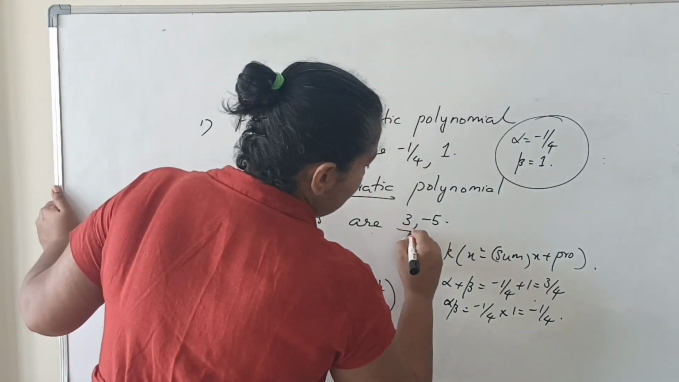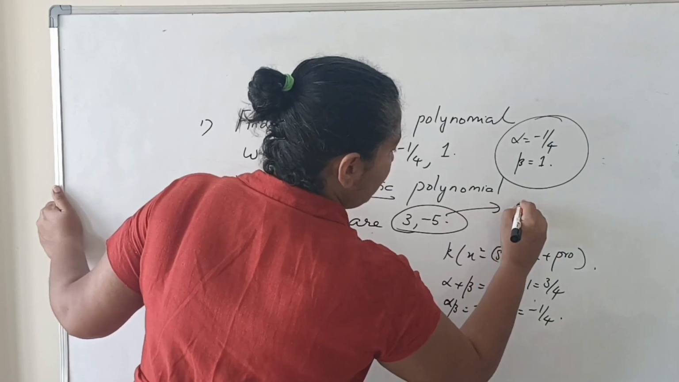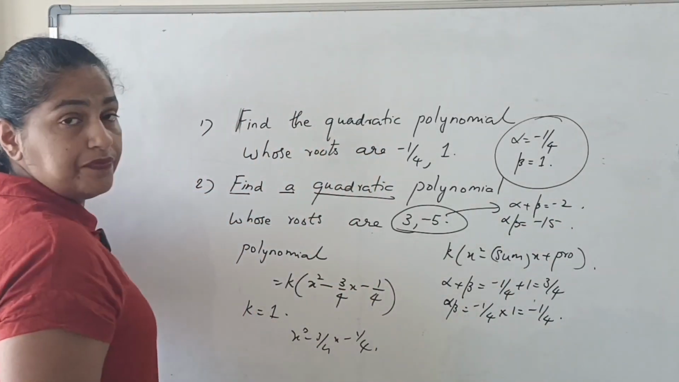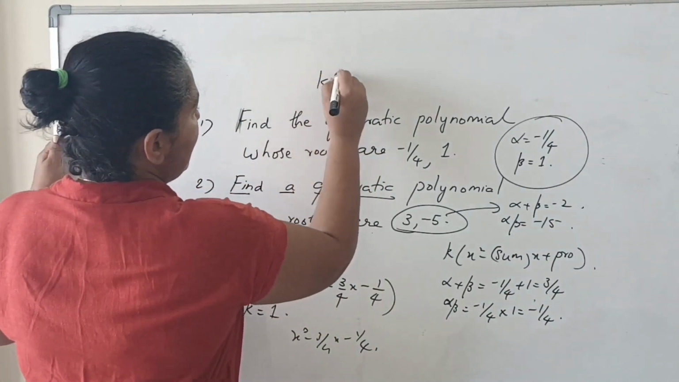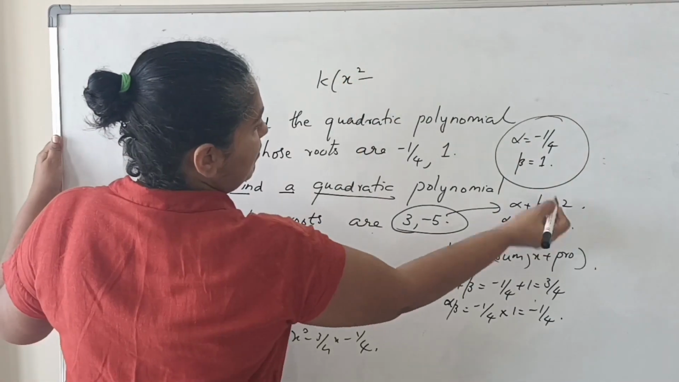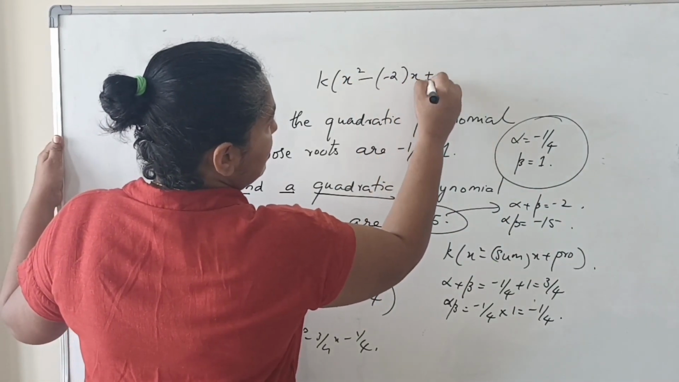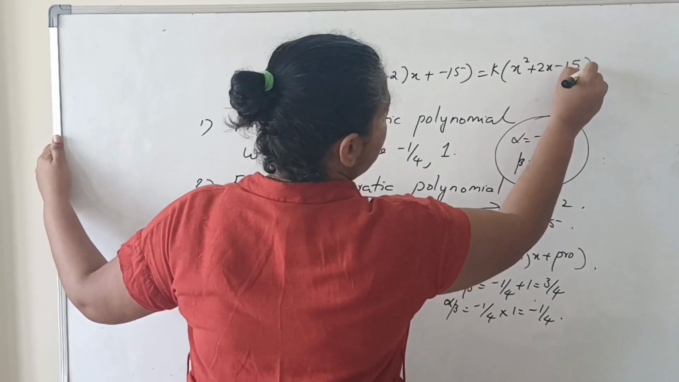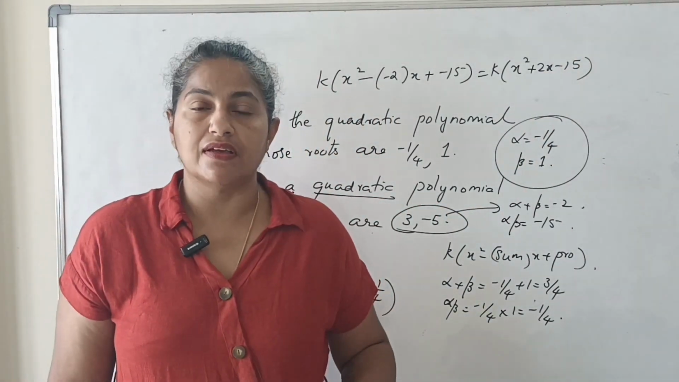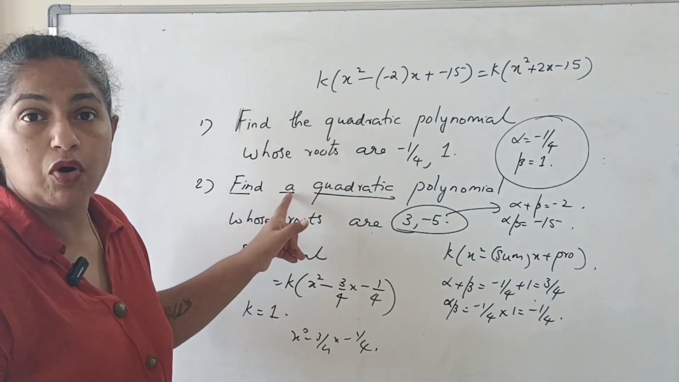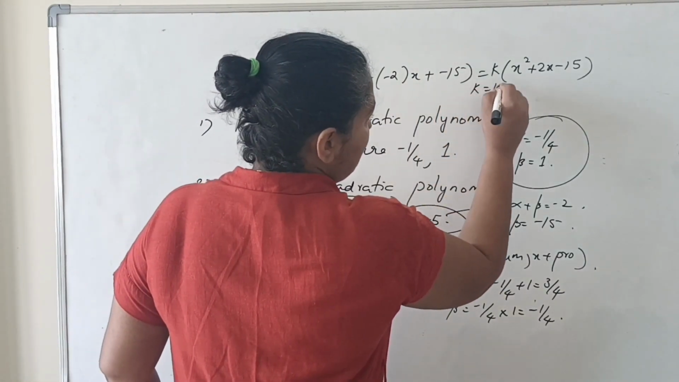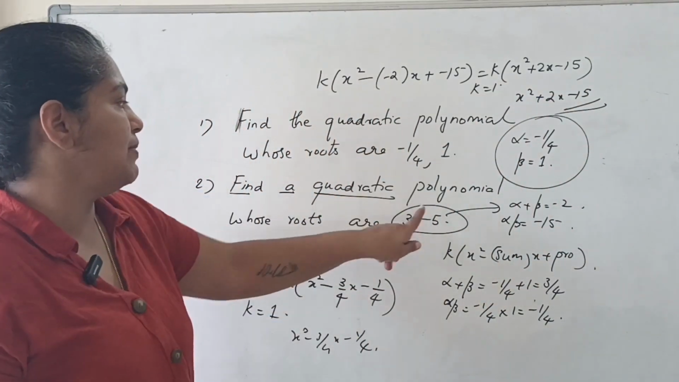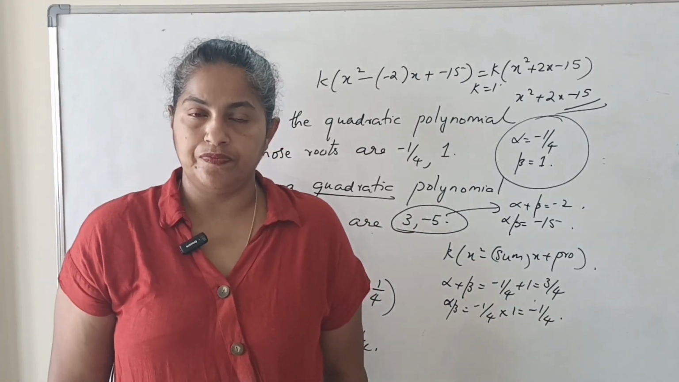For example, in this case, what is the value of alpha plus beta? Alpha plus beta is minus 2 and alpha beta is minus 15. So our polynomial is k into x square minus sum, which is minus 2, plus product. So you will get k into x square plus 2x minus 15. This is not our answer. Our answer is find a quadratic polynomial. So we will say if k is equal to 1, x square plus 2x minus 15 is a quadratic polynomial whose roots are 3 and minus 5.